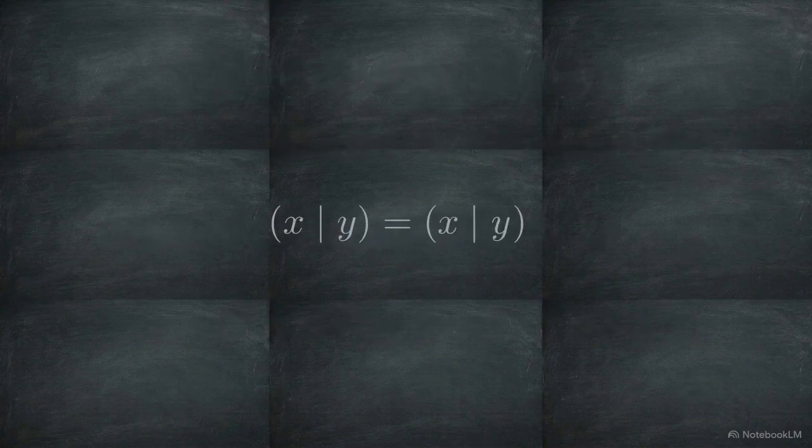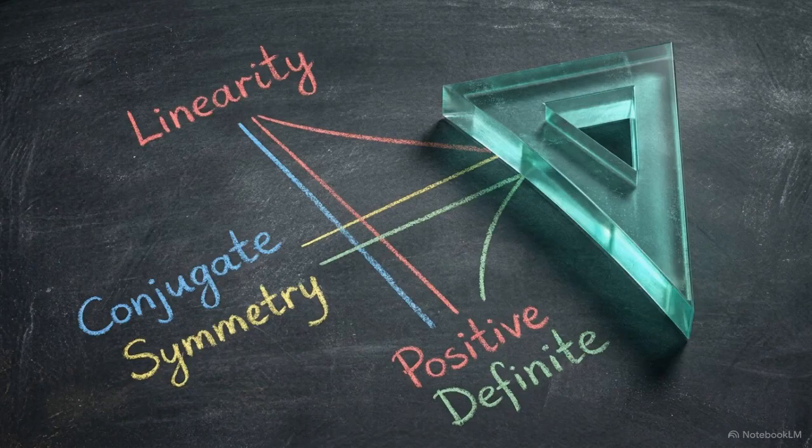Pay close attention to conjugate symmetry. If you're working with complex numbers, the order of your vectors matters. Swapping the inputs means you have to take the conjugate of the result to keep the math consistent. These three algebraic rules are the only tools required to generate the concepts of length and angles in a space that has no physical form.